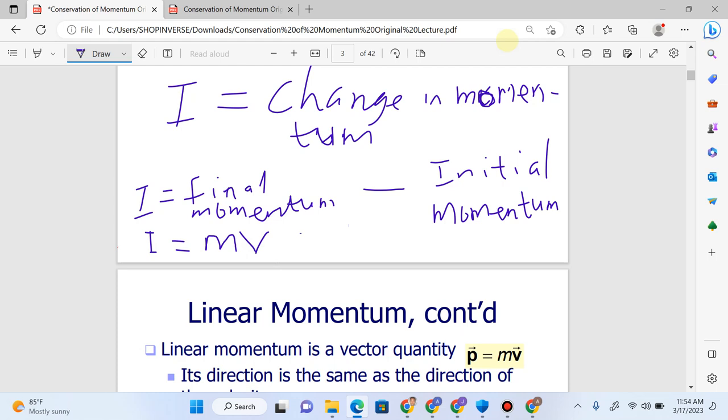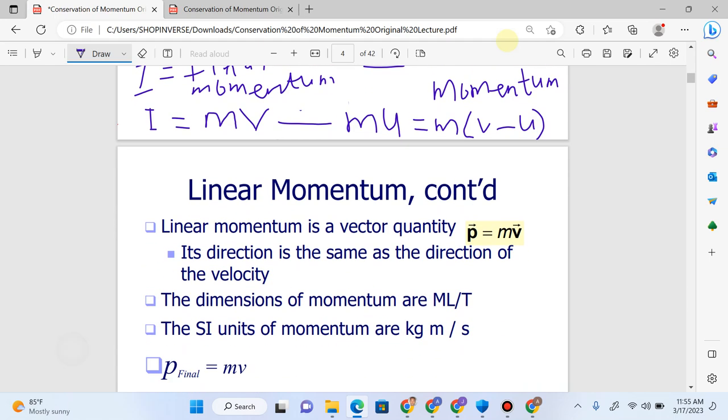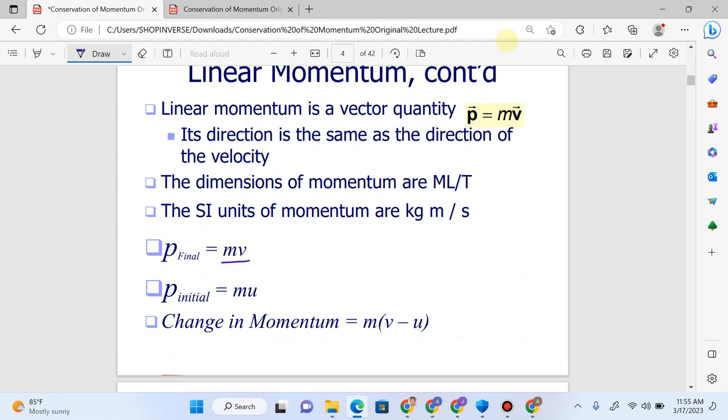Let's use the term velocity, because we are dealing with vectors here. Velocity is a vector quantity. So final momentum will be mass times final velocity, minus the initial momentum, which is mass times initial velocity. This is the formula for calculating the impulse that has been delivered to a body. Impulse is equal to change in momentum. Since m is common in this expression, we can have m open bracket v minus u. This is the formula for calculating impulse or the change in momentum, where mv is the final momentum, mu is the initial momentum, and m multiplied by v minus u is the change in momentum. Do not forget that the direction of momentum is the same as the direction of the velocity.